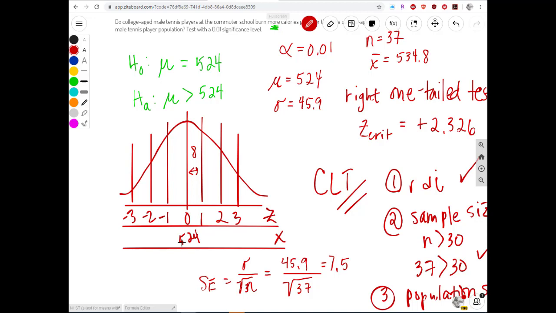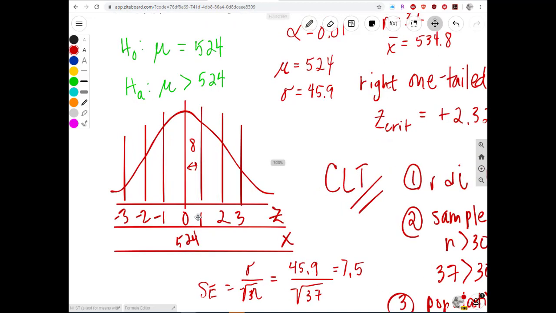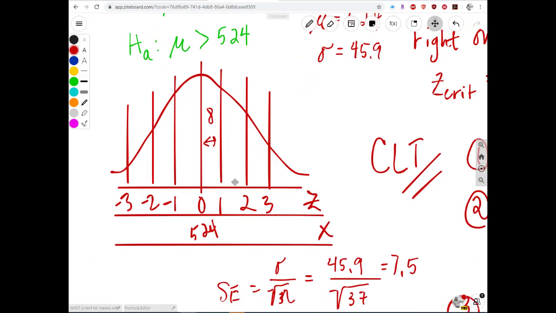So this is going to be 524 plus 8, which is 532. I'm going to make this bigger so that I can write in here. So this is going to be 532, and then another 8 is going to be 540, and another 8 is going to be 548. If I subtract, then this is going to be 516, and if I subtract again, I get 508, and again, I get 500. Okay, so here I have it all laid out.